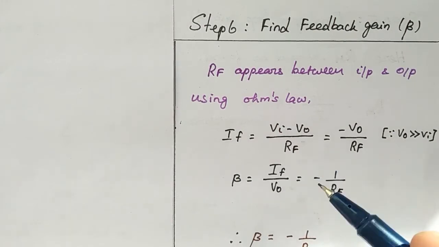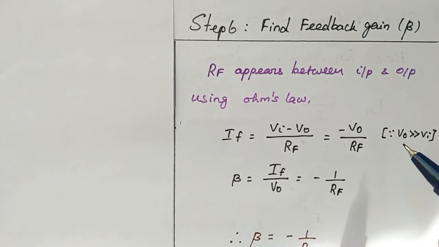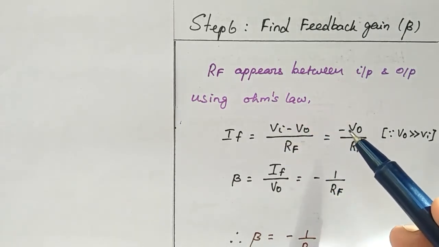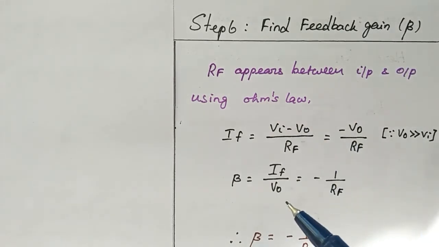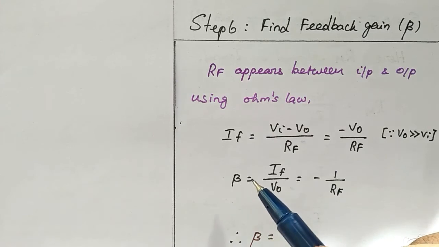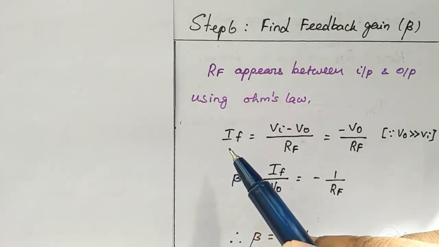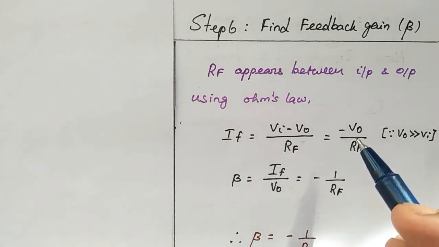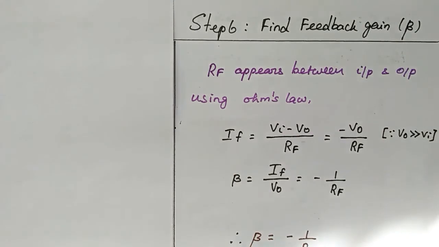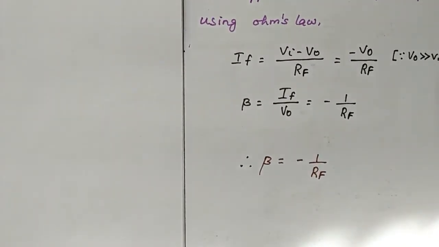So here what we consider is VI is 0. VI is very less than V0. Hence we replace VI with 0. Finally, we get minus V0 by RF. So what is the beta value? Beta value is nothing but IF by V0. So V0 is brought to the left hand side, becomes as denominator. Finally, the remaining term is minus 1 by RF. So feedback network gain, beta, is equal to minus 1 by RF.